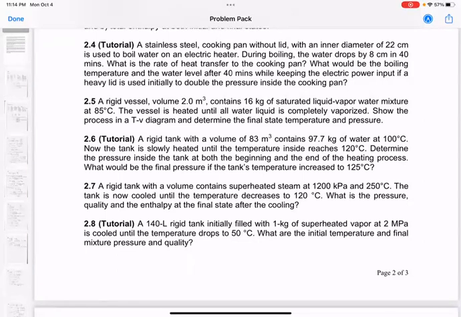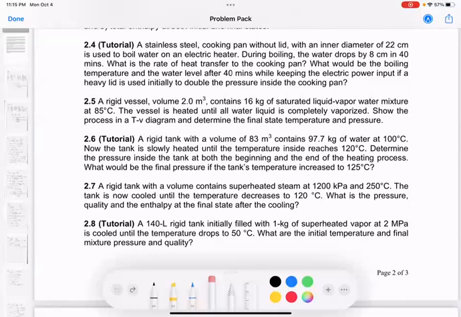So whenever we're given a volume and a mass, that should raise some red flags in a good way. Of course, it's telling us that we know the specific volume, or at least that we can calculate the specific volume. And that's one property we can use to satisfy the state postulate. So in this case, the specific volume would be 83 over 97.7.